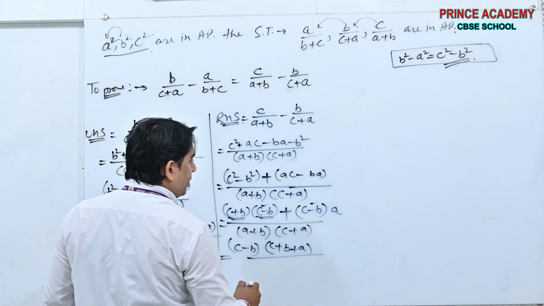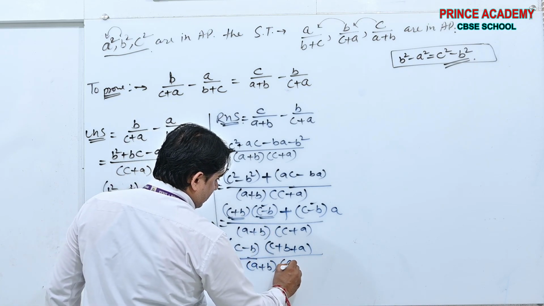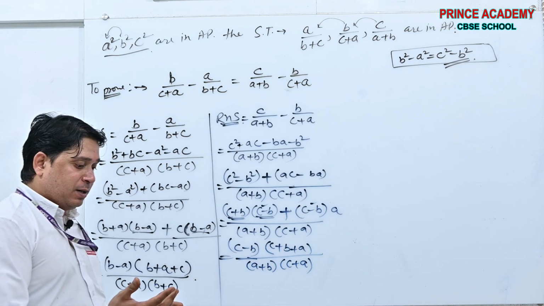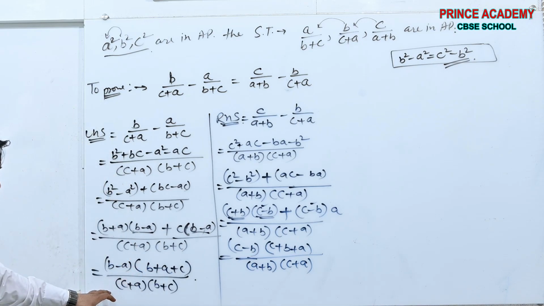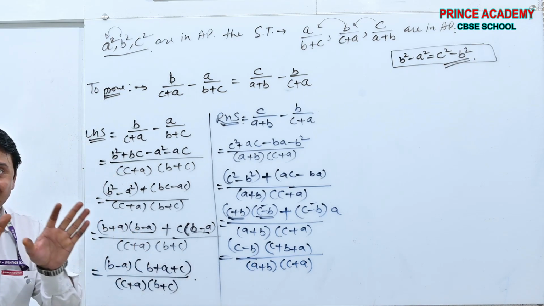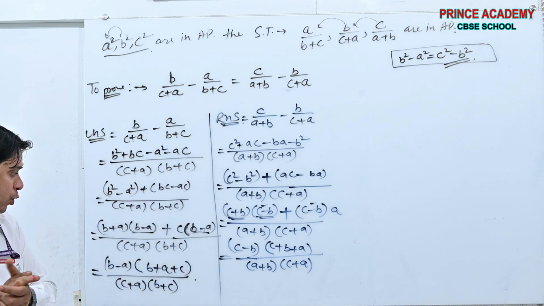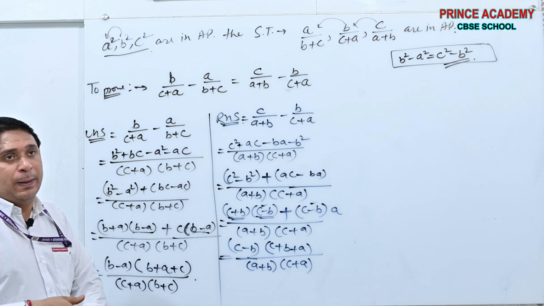Don't worry. Divide by (A plus B)(C plus A). Up to this point, is anyone worried about anything? Done. These are the same steps we have taken. But see, the phases are not the same. What should we do? If we see, beta, I can do one thing.